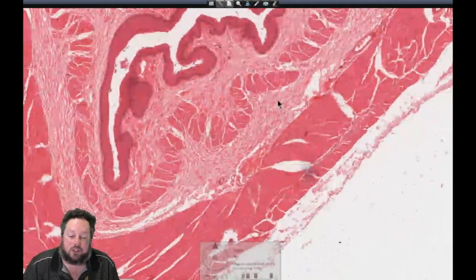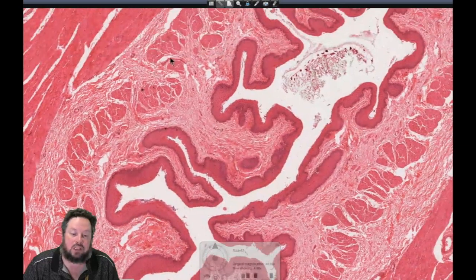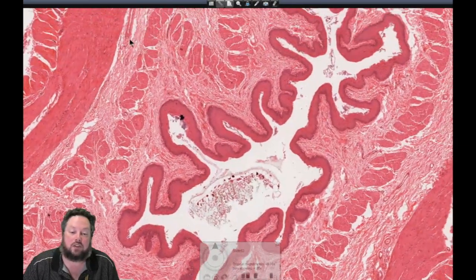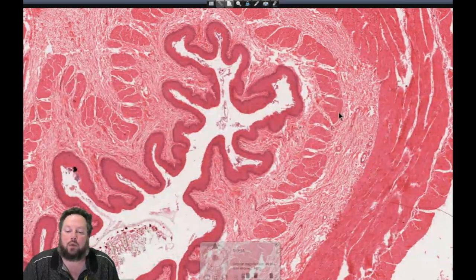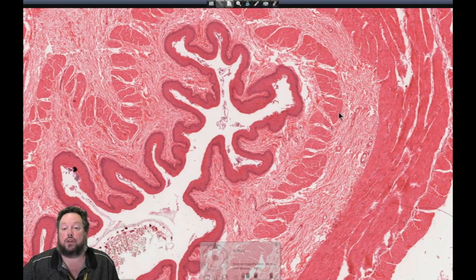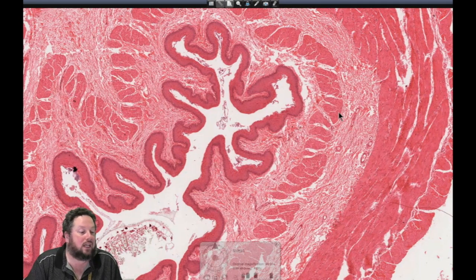So the absence of those glands sort of leads us away from this being a section of the upper third or the distal third. Another way to tell whether we're looking at either the upper third, middle third, or distal third is the composition of the muscle tissue in the tunica muscularis.